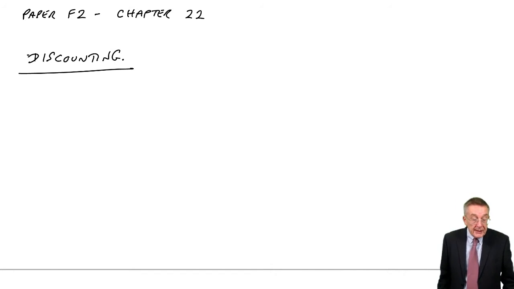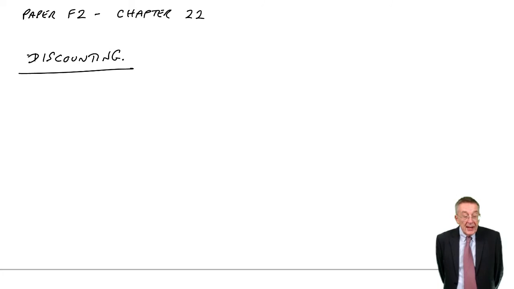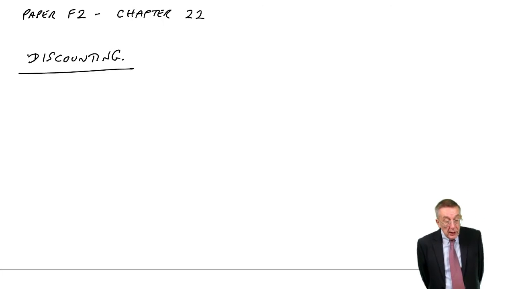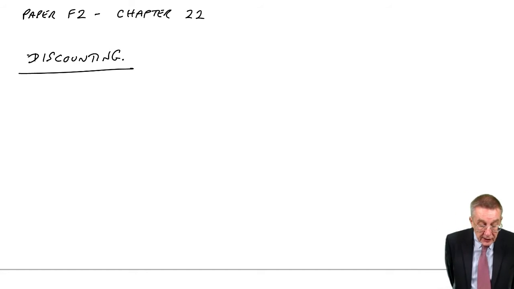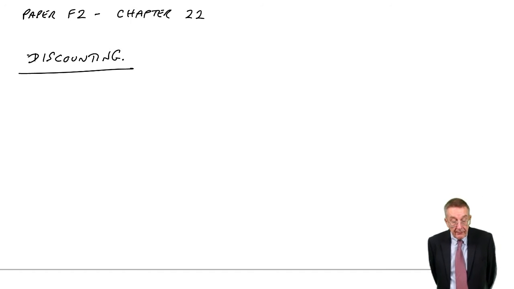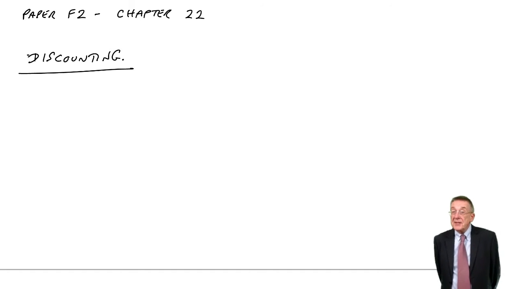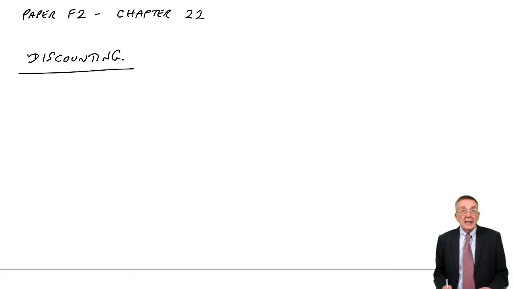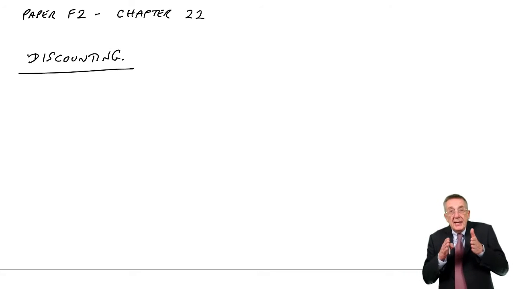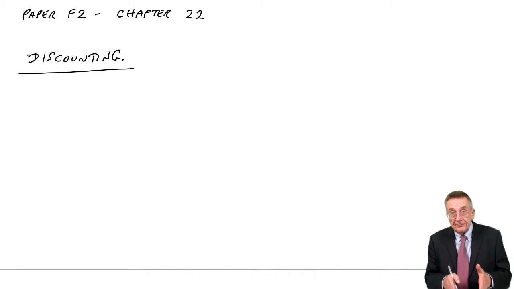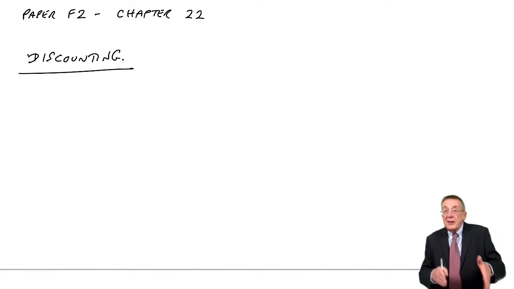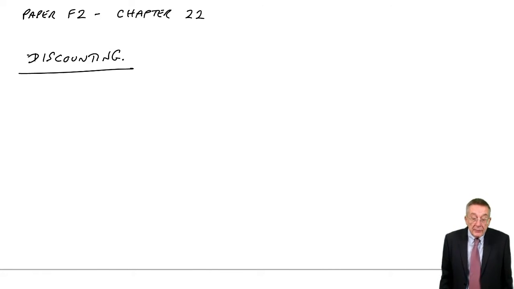Let me explain what I mean with example 5. It says, what amount now is equivalent to 800 in 4 years' time with interest at 10% a year? So what it's saying is, how much would we need to deposit now that at the end of 4 years would have grown to 800 with interest at 10%?